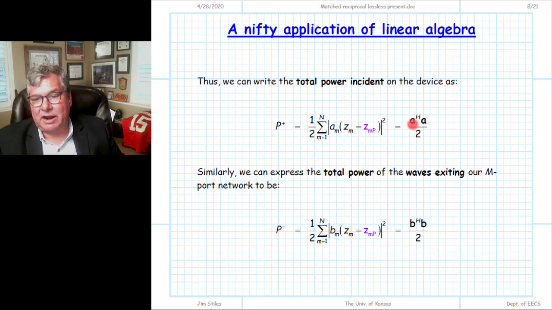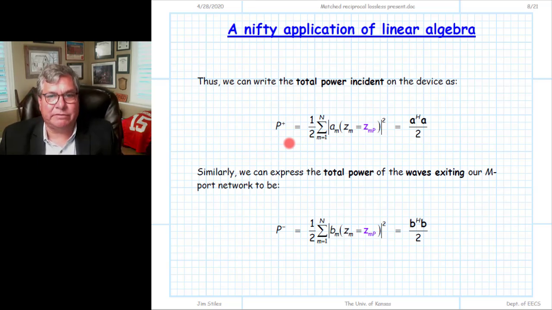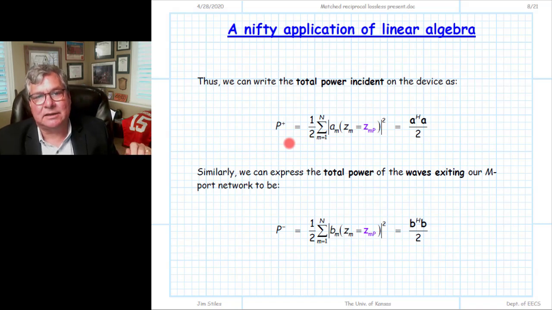So we take the inner product of vector A with itself, the Hermitian transpose of A with vector A, and divide by 2. And we know that's equal to this, which is then the total incident power. We've summed up the power associated with each of the incident waves that are propagating toward the device. We can do the same thing with respect to the scattered waves. There are scattered waves from each port, exiting waves from each port, and we can determine the power associated with each of these exiting waves from the normalized wave function B.